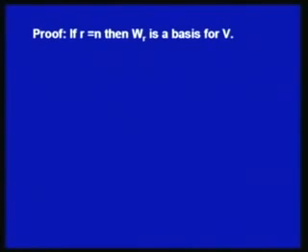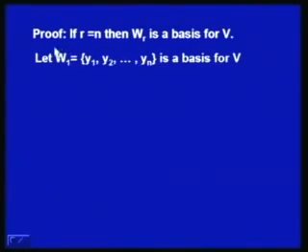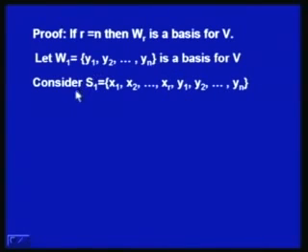Now, if r is equal to n, then W_r is a basis for V. Actually, it is a trivial case because we do not have to add anything into W_r to form a basis for V. Now, consider the case when r is less than n. So, for this we assume a basis for V as W1 consisting of exactly n vectors y1, y2, ..., yn. Now, we add these vectors into the set S1. So, now S1 is x1, x2, ..., xr, the basis for W_r, and y1, y2, ..., yn.